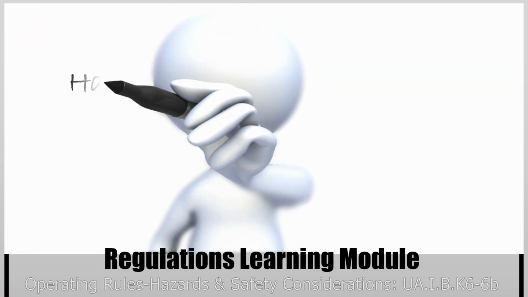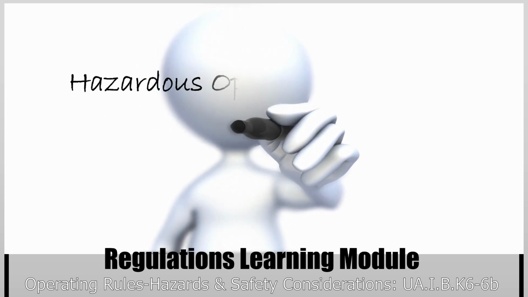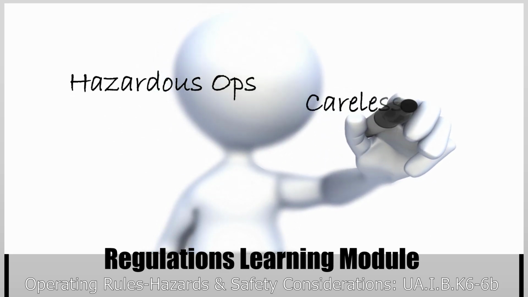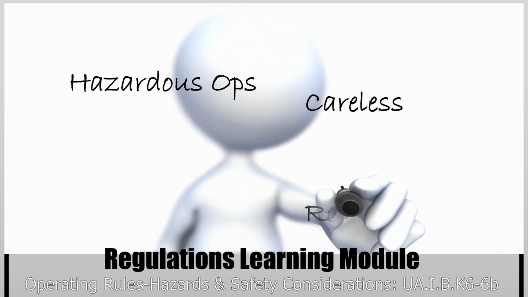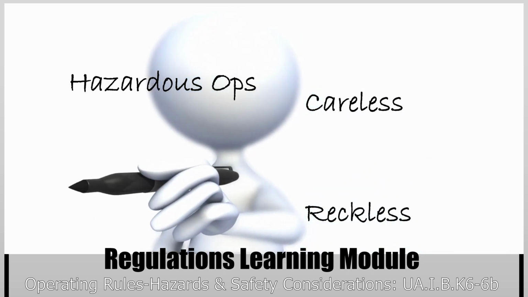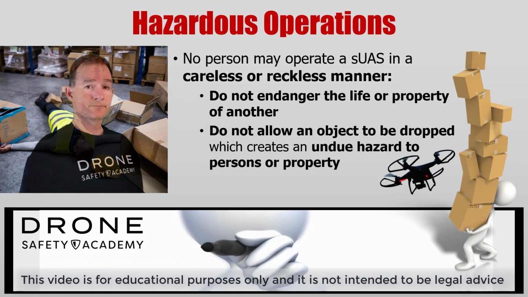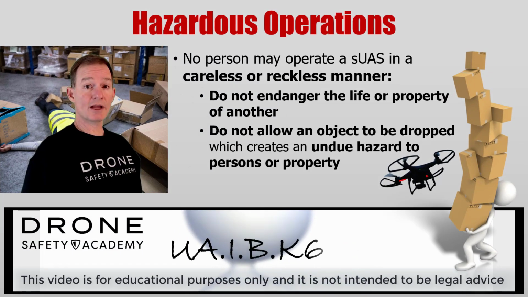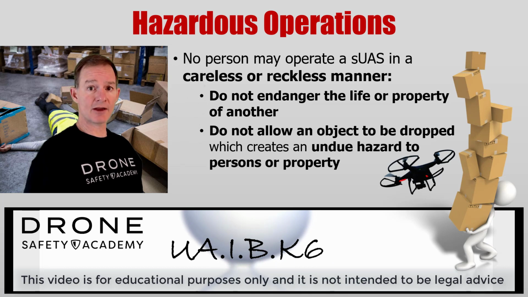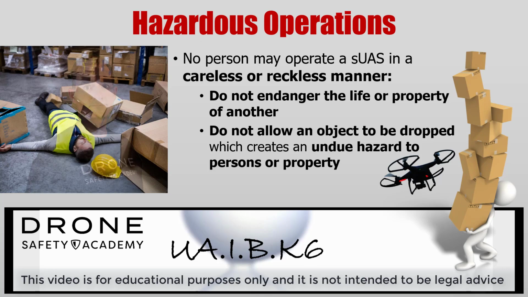Welcome back. In this session, we'll be talking about hazardous operations, careless and reckless operations, the transportation of property, and dropping a payload. No person may operate an SUAS in a careless or reckless manner, which may endanger the life or property of another. They may not allow an object to be dropped which creates undue hazards to people or property.